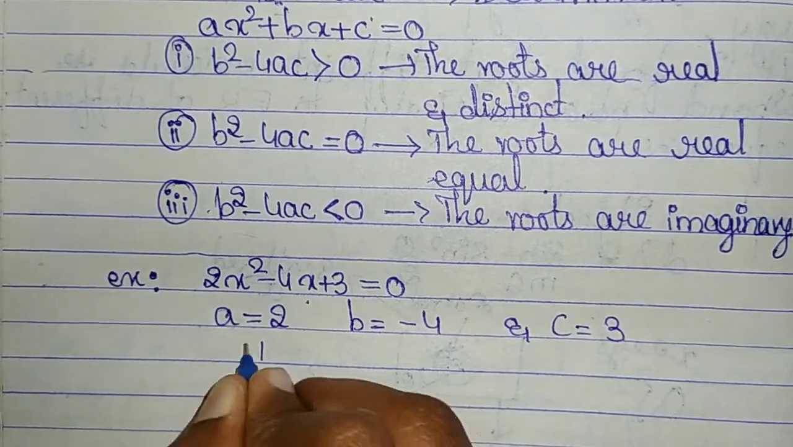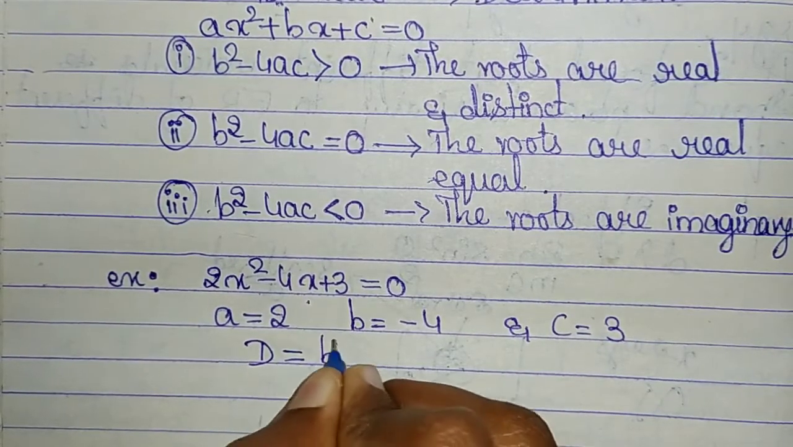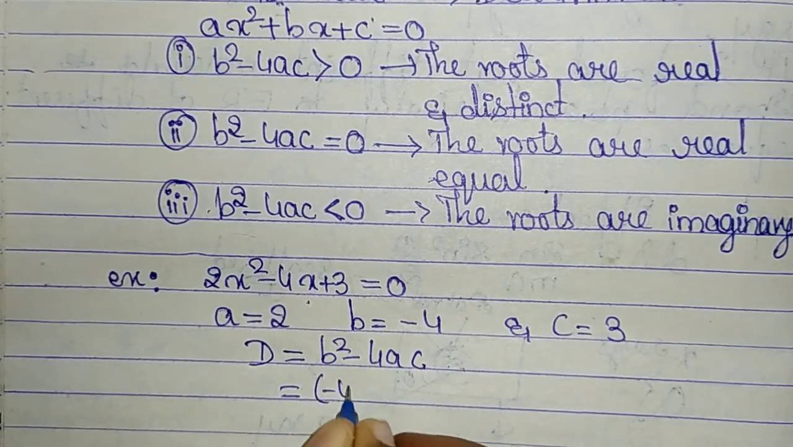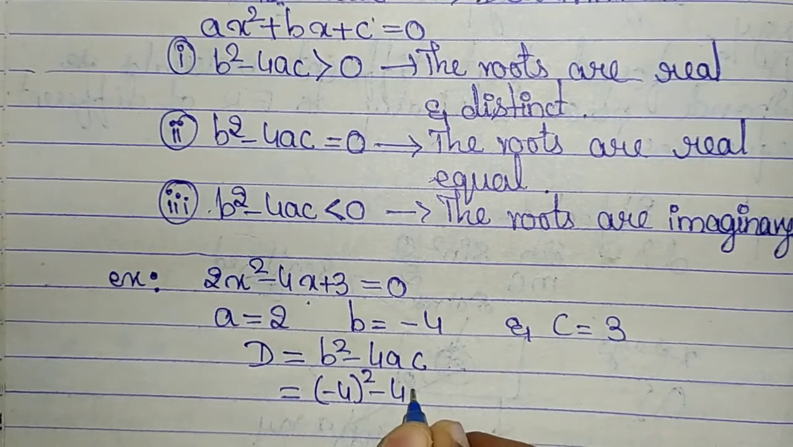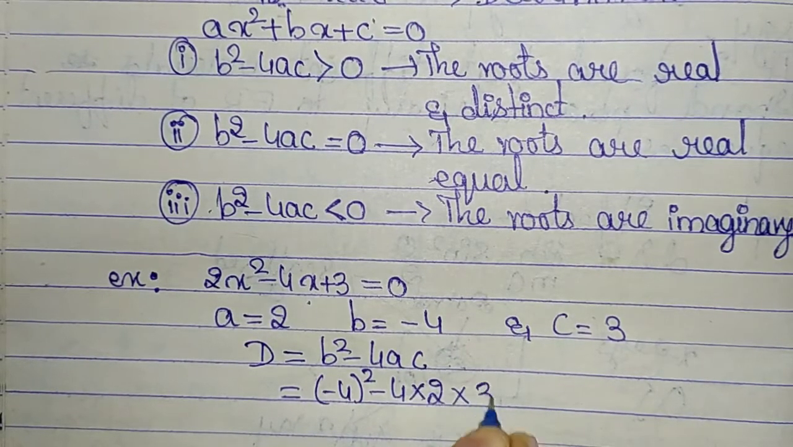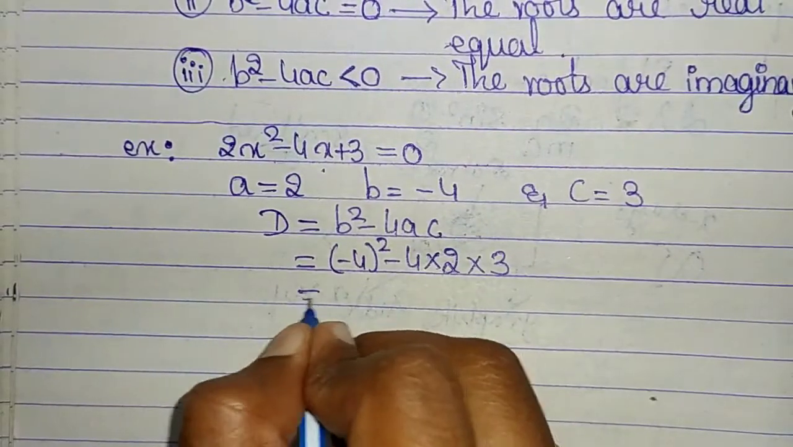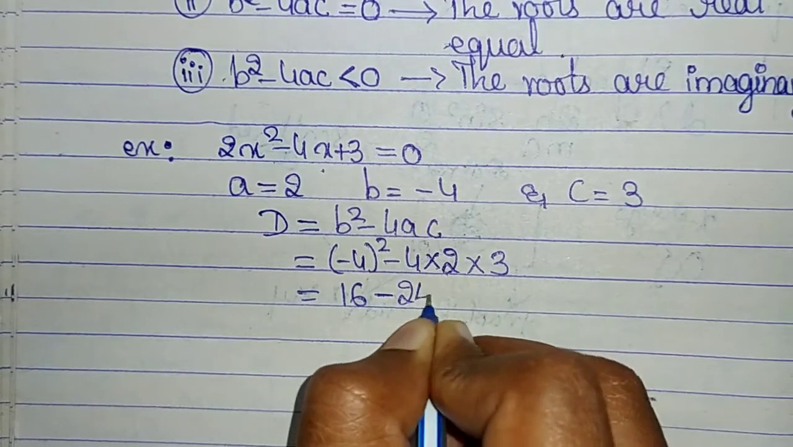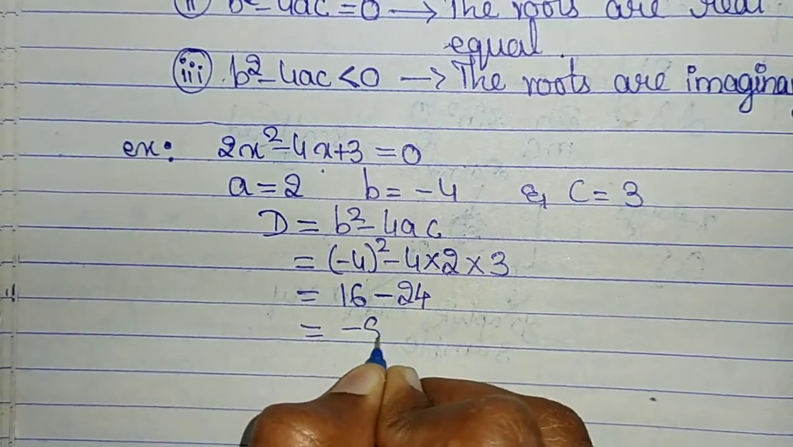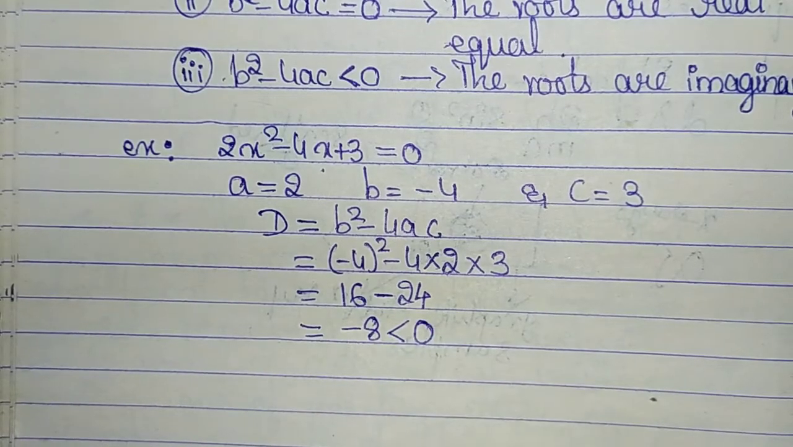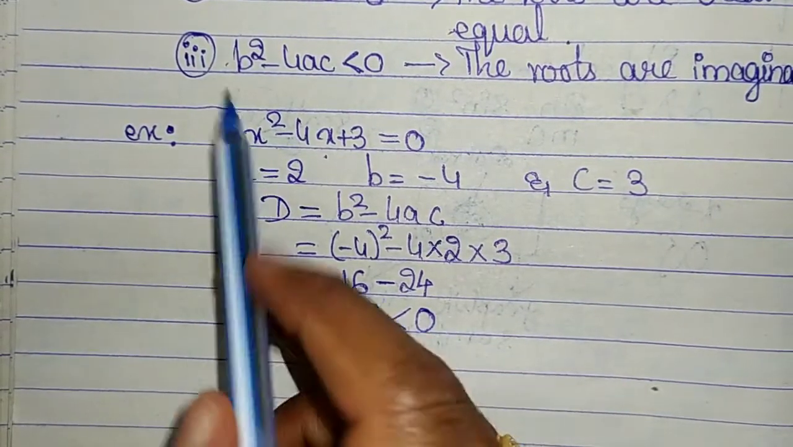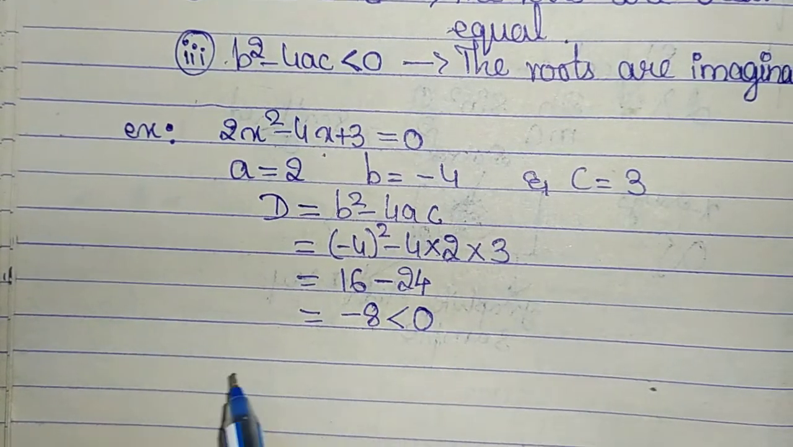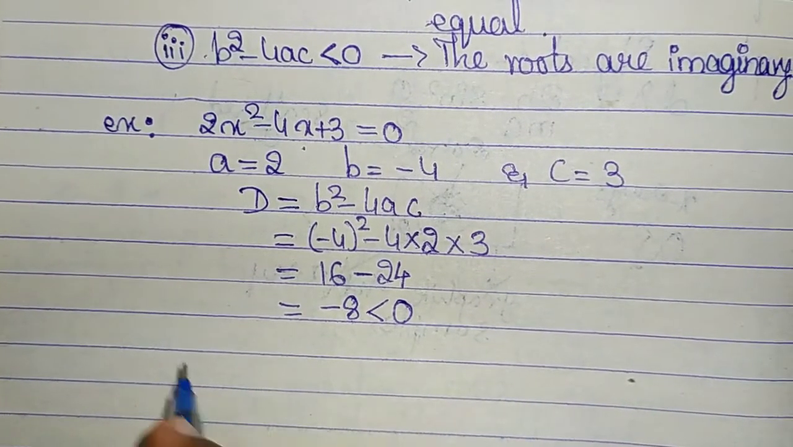So now our discriminant d is equal to b square minus 4ac, which is equal to minus 4 whole square minus 4 into 2 into 3. So minus 4 whole square is 16, 4 twos are 8, 8 threes are 24. So 16 minus 24 is minus 8, which is less than 0. As we saw in the conditions, when b square minus 4ac is negative, then the roots of the equation are imaginary.